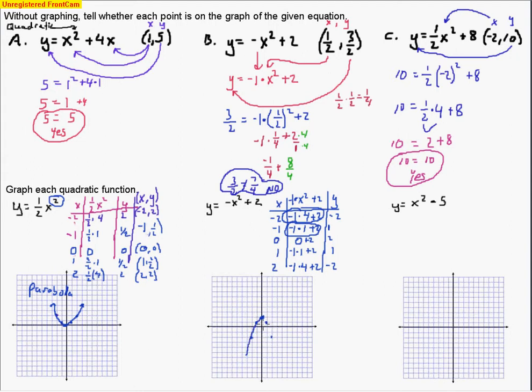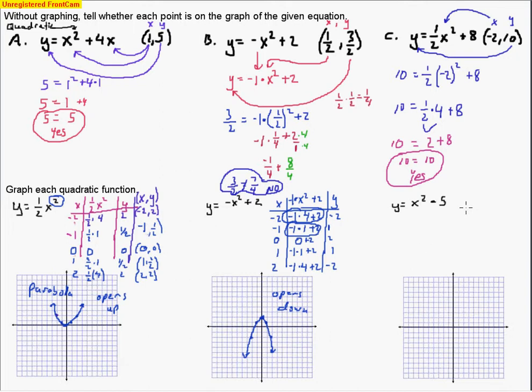But this one is facing down. Notice it's facing down. So this one opens up, and the other opens up. This one opens down. Let's see if we can figure out why it opened down. Looking at this negative sign in front, we always took the opposite of what we squared. So that might give you a hint there. Let's take a look at the last one, though.